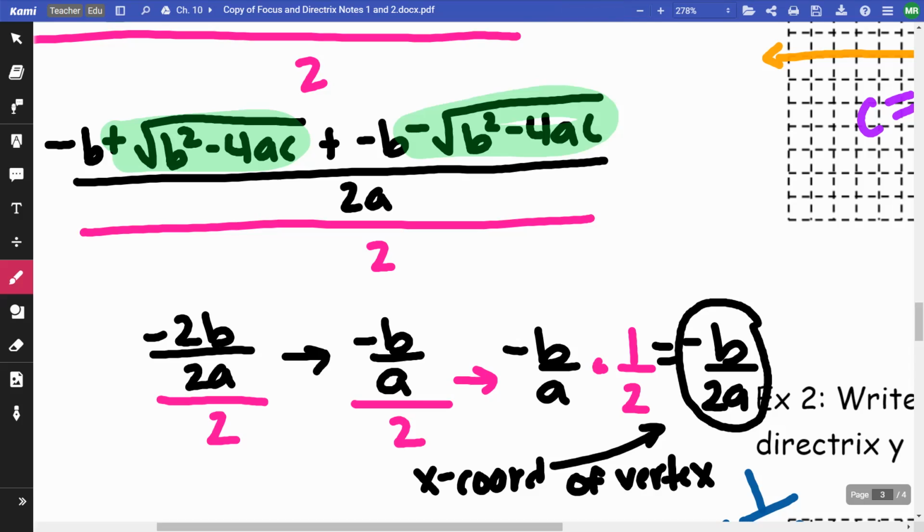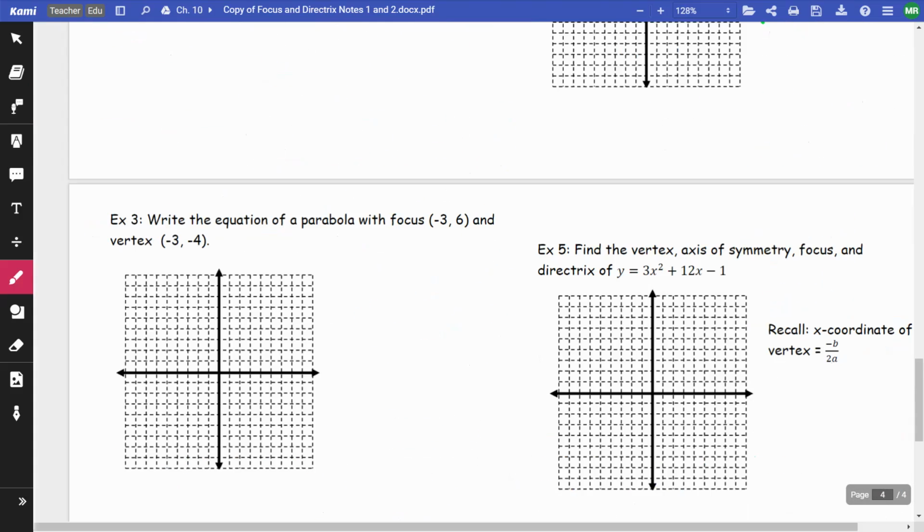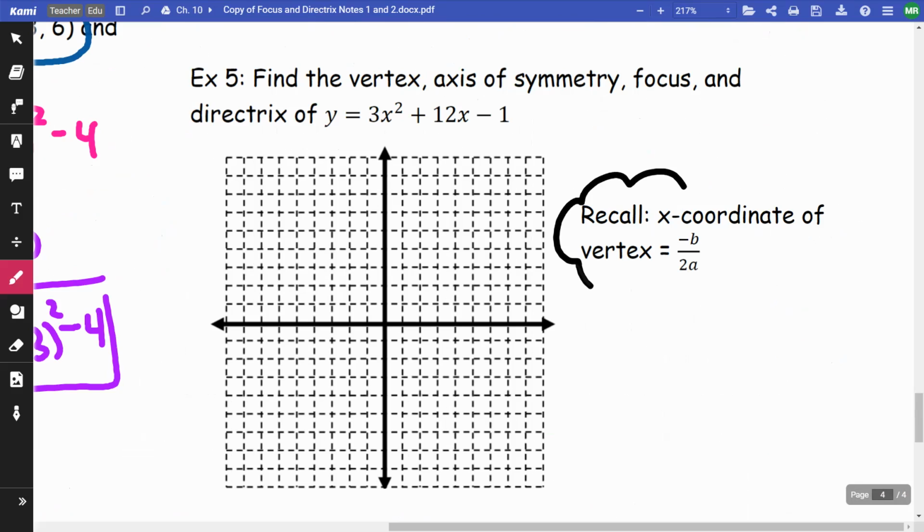Now, do I expect us to do this? No, but I want us to understand where this is coming from, and hopefully to help us remember it instead of just trying to half remember something. So, why in the world did I do all that? Because here I wrote, recall that the x-coordinate of a vertex is negative b over 2a.